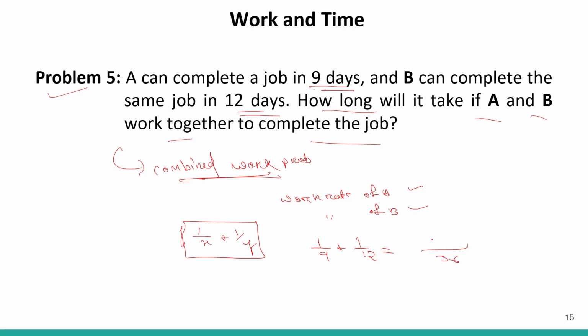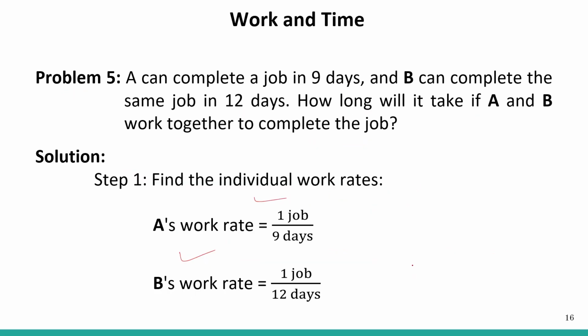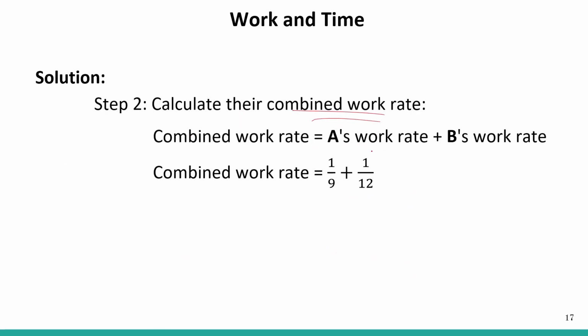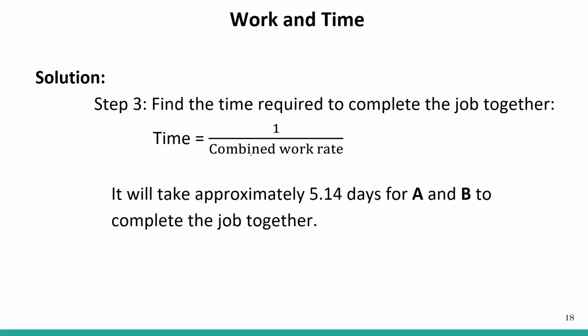This will be 36, so this will be 4 plus 3, which is equal to 7 by 36. Okay, this will be the combined work rate. So combined work rate is equal to A's work rate plus B's work rate, that is 1 by 9 plus 1 by 12. That is actually equal to 7 by 36.